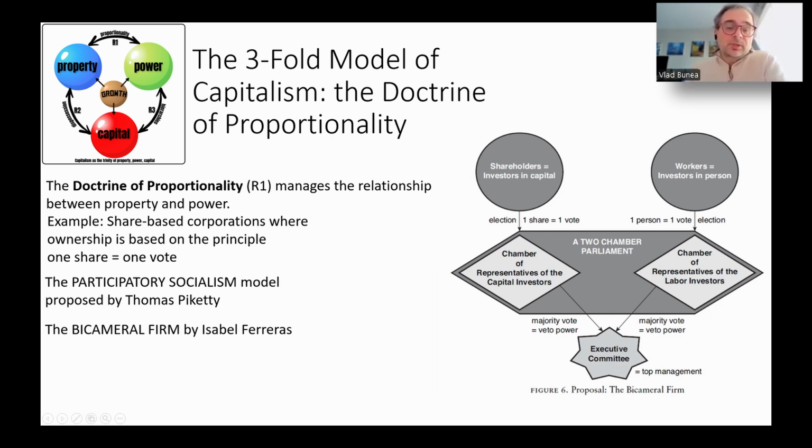Now, these 2 chambers form the so-called two-chamber parliament that would roughly replace the board of directors in a traditional corporation. Majority vote has a veto power, so they decide what happens in the company based on majority vote. They elect the executive committee, the top management, that in turn elects all the other directors and employees in the company. So it seems like it's a compromise to the system that we have right now.